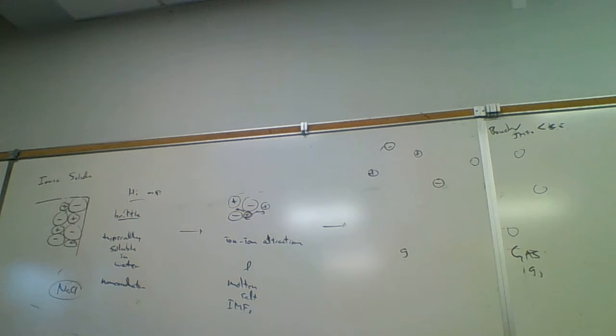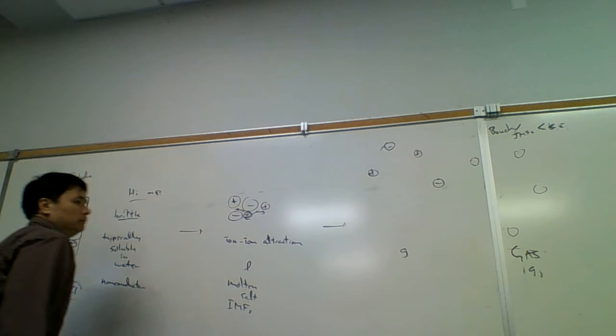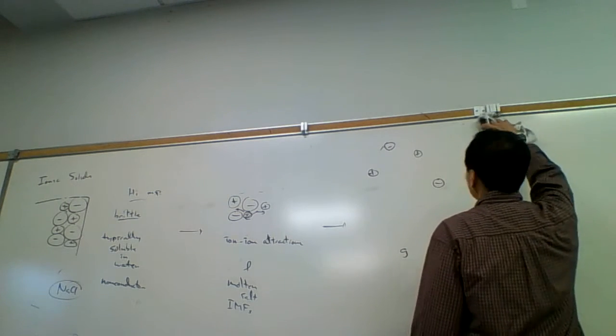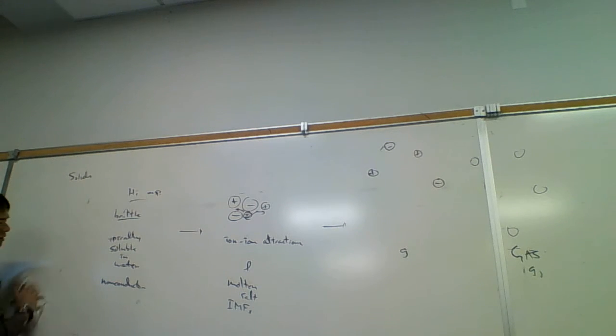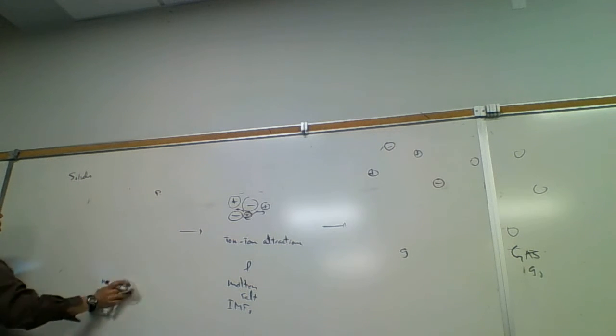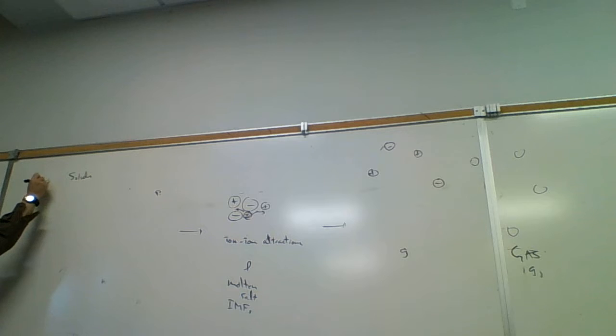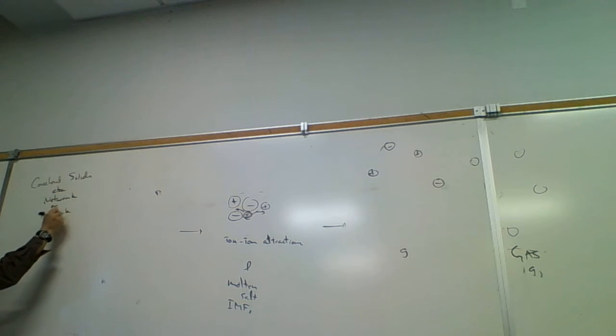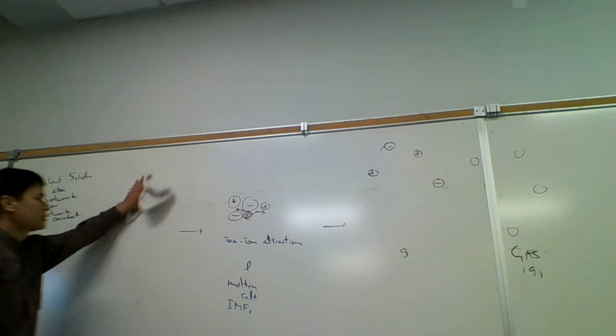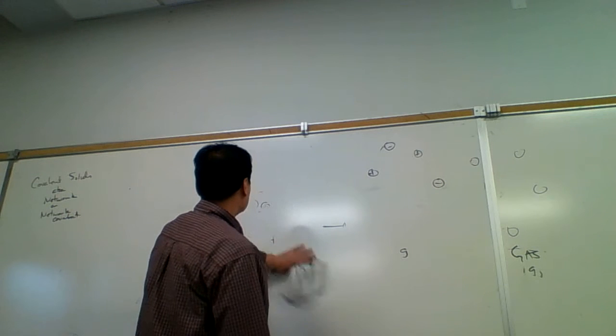Let's go on to the next type of solid. The next type of solid is called the covalent solid, or network covalent solid, or network solid. I'll just call it covalent. Covalent solids are held together by covalent bonds. So this is AKA network or network covalent. An example of a network covalent solid would be like diamond or quartz.